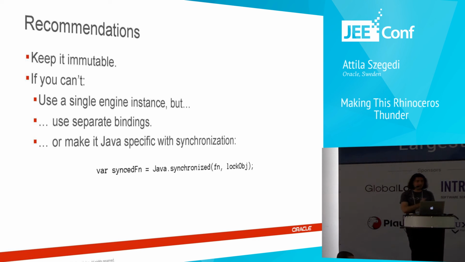So my advice to you is keep it immutable, and if you can't, use a single engine instance, but use separate bindings. You can always use synchronization. We have a Java API with capital J. It has a bunch of useful methods. One of them takes a function and a lock object and it just returns you a function that is synchronized on that. Or, if you are using Java libraries, just make sure they're properly synchronized. So the usual caveats apply: you could do your manual synchronization and then live with the fact that sooner or later you'll have a deadlock, because even the smartest people will produce deadlocking code. I know that I always did when I thought that I would not.